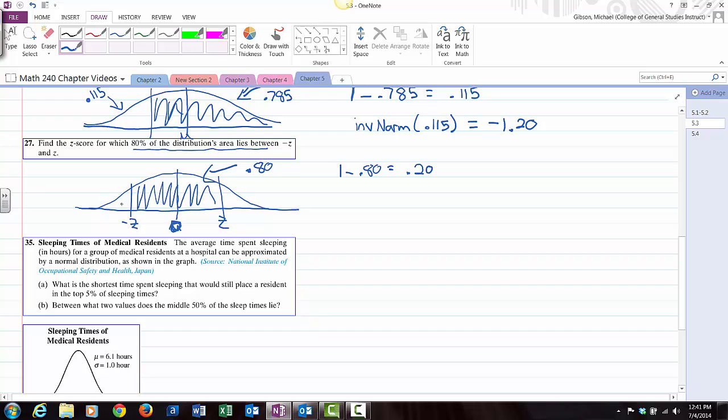Well, how much is below then? Well, this is split evenly, right? It's symmetric, minus z and z. So 0.20 divided by 2 is 0.10. So that means this area right here is 0.10.